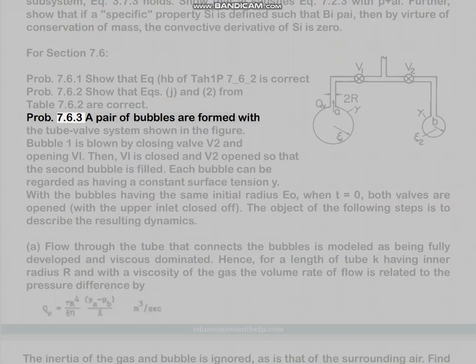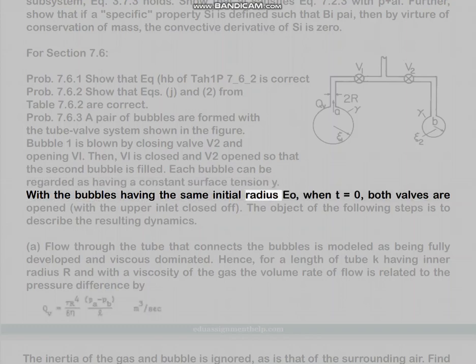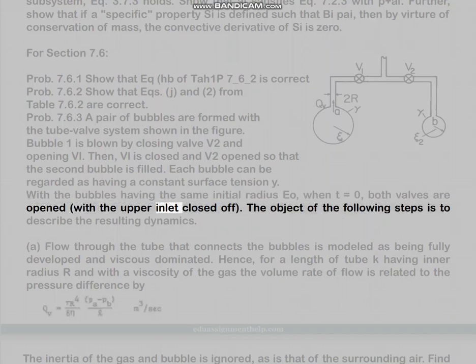Prob. 7.6.3: A pair of bubbles are formed with the tube valve system shown in the figure. Bubble 1 is blown by closing valve V2 and opening V1. Then V1 is closed and V2 opened so that the second bubble is filled. Each bubble can be regarded as having a constant surface tension gamma. With the bubbles having the same initial radius R0, when t equals 0, both valves are opened, with the upper inlet closed off. The object of the following steps is to describe the resulting dynamics.